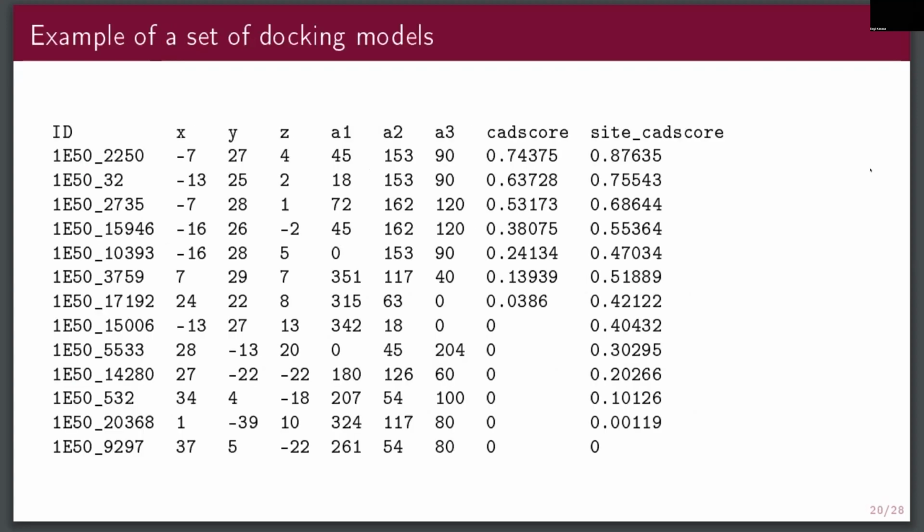Here it is how it looks. It's basically rigid body transformations, and we have some good models with high CAD score and high site-based CAD score, but also models with relatively high site-based CAD score, but completely incorrect interface. So it makes the problem substantially difficult when we do the model selection.